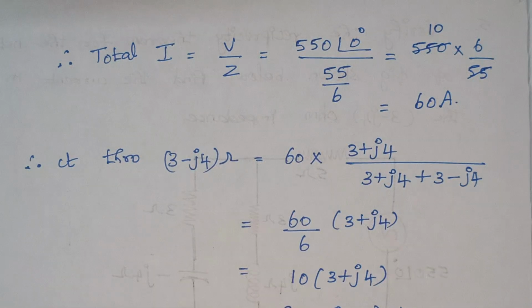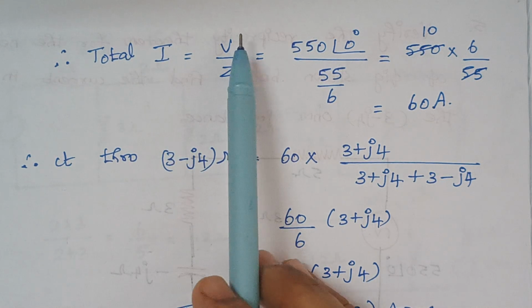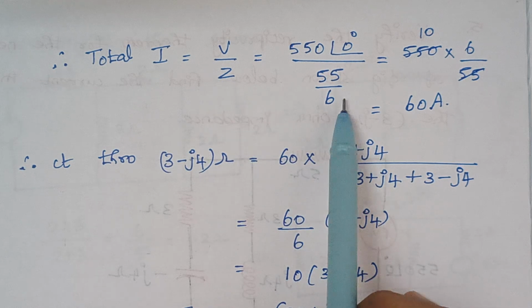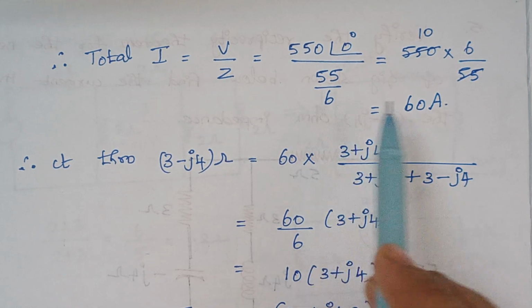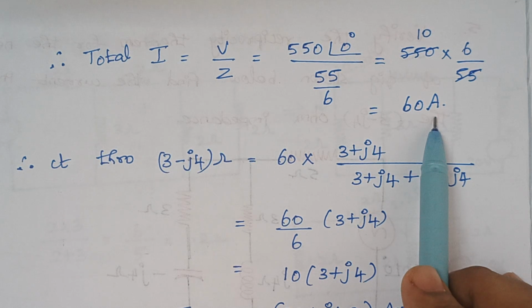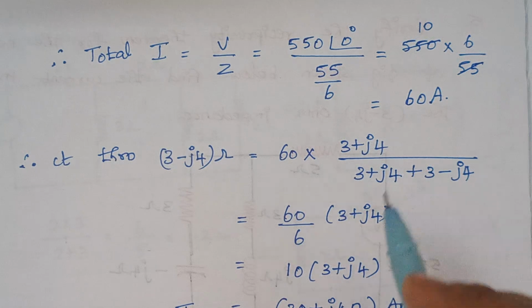Right. So now we are going to calculate the current. The current is nothing but V by Z. The voltage is 550 volt and the value of impedance is 55 by 6. Once you solve, we get the answer as 60 amps. Right. So the total current is 60 amps here.